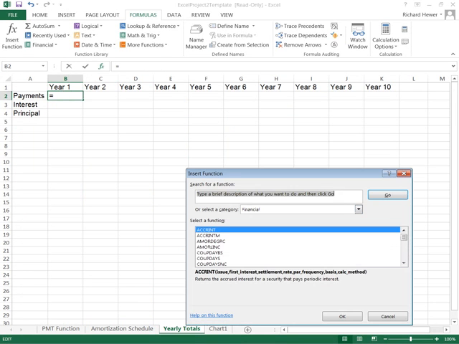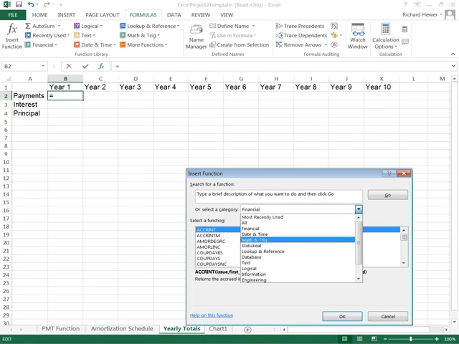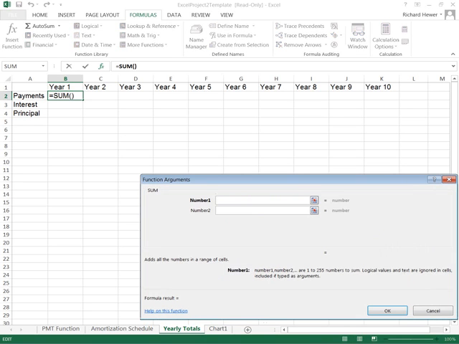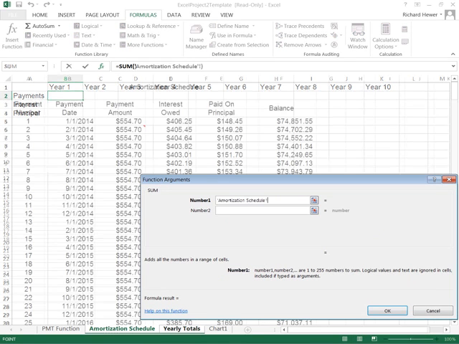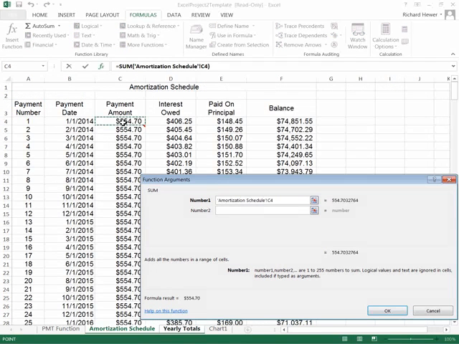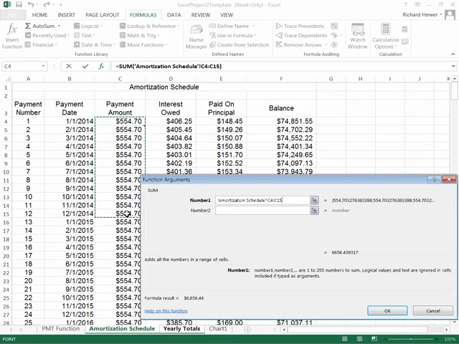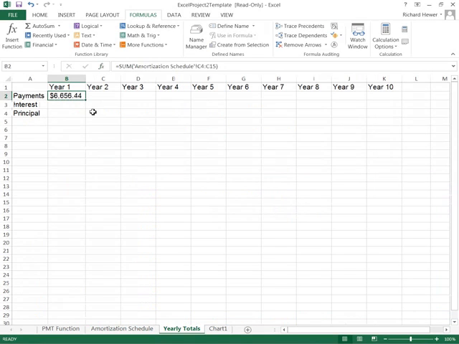So I go here, sum is a mathematic formula, and I'll go down to sum. I don't want some square roots or some ifs, just sum. Click OK. And now what numbers do I want to sum? I want to sum the payments for the first year. So I have to go over here, payments 1 through 12. And I click OK. Then I need to use the sum function again.